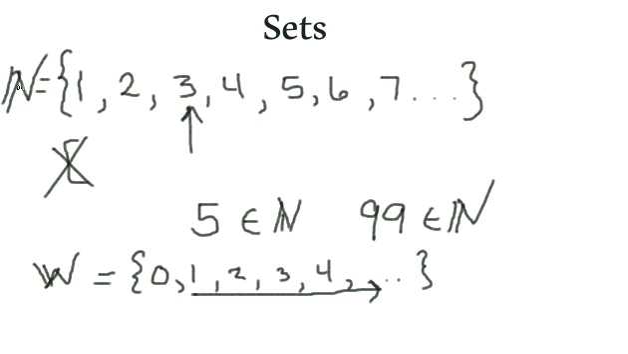And we say that N is a subset of W, and we would write N is a subset. So this is the notation we use. N is a subset of the set of whole numbers. Okay, N is a subset of the set of whole numbers.